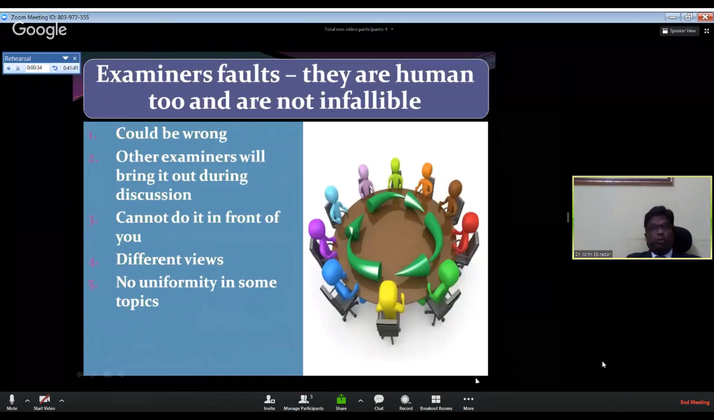So what was bad for you can change to good. So don't lose your hope when somebody bags you. They may not be able to support you in front of you, but behind you, there will be a discussion and different views will be presented. There will be no uniformity in thinking and in topics, and then you may skip through. Your internal expert will come to the rescue at that time. So we can be hopeful always.